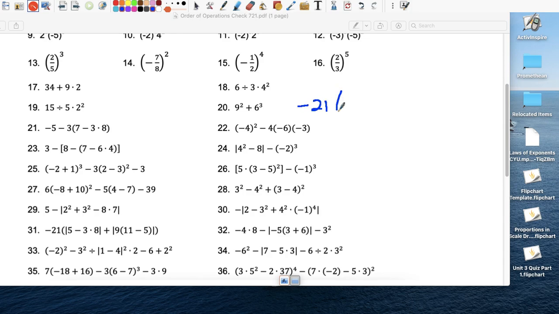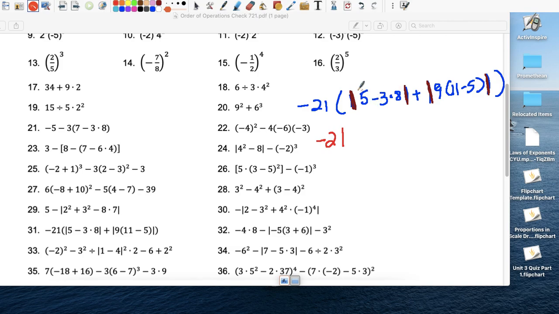Negative 21 times the absolute value of 5 minus 3 times 8, close absolute value, plus 9, parentheses, 11 minus 5, close, take the absolute value, and close parentheses around. So let me change some colors here. So that's absolute value, and there's another absolute value here. All right, so let's do what we can. Negative 21 is going to be multiplying whatever I get inside.